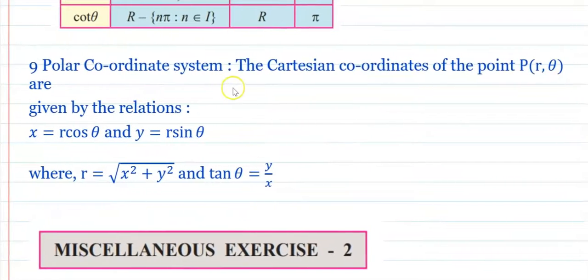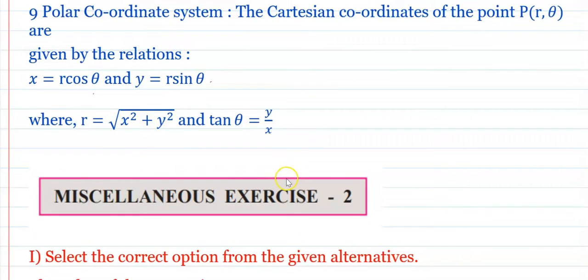Polar coordinate system. The Cartesian coordinates of the point (r, theta) are given by x is equal to r cos theta, y is equal to r sin theta, where r is equal to root of x square plus y square, and tan theta is equal to y upon x. Now let us start the miscellaneous exercise 2.